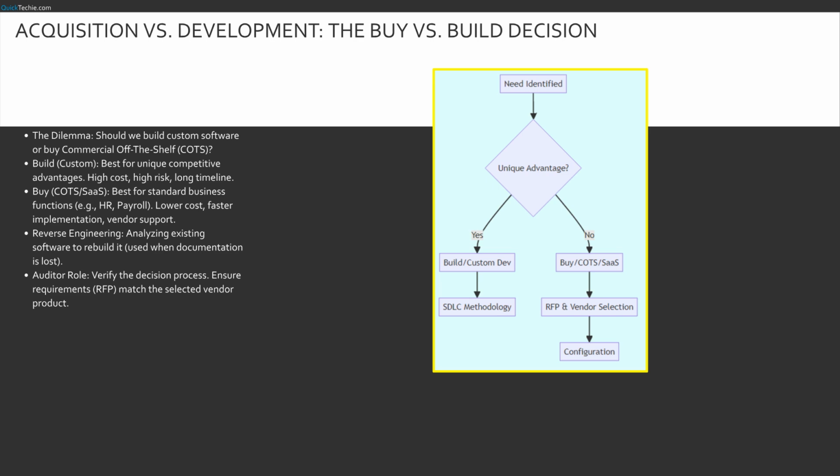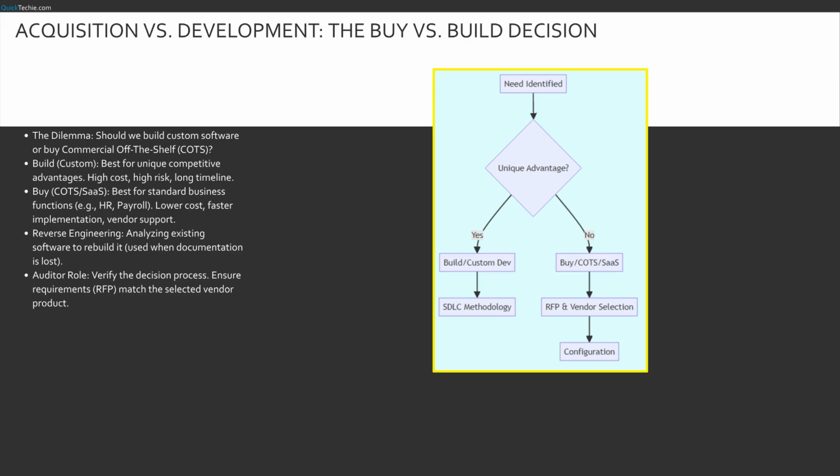Finally, we face the classic dilemma: buy or build. Today, organizations rarely build everything. If it's a standard function like payroll or HR, we buy, often using software as a service, SaaS. It's cheaper and faster. We only build custom software if it gives us a unique competitive advantage that we can't buy from a vendor. Sometimes, we use reverse engineering to deconstruct old systems to understand how to rebuild them.